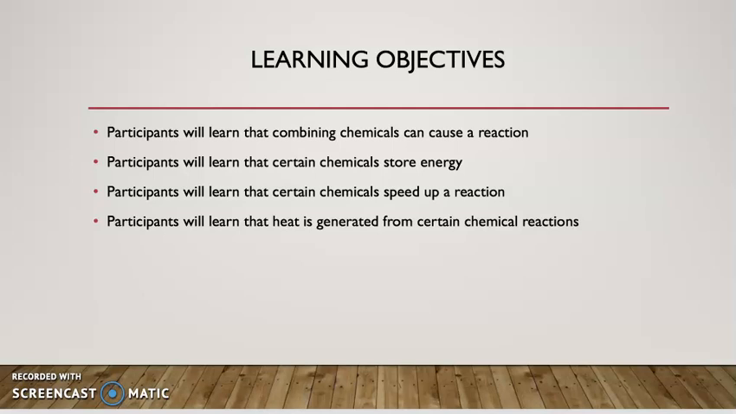The learning objectives for this activity are: the participant will learn that combining chemicals can cause a reaction. Participants will learn that certain chemicals store energy. Participants will also learn that certain chemicals speed up a reaction. And finally, participants will learn that heat is generated from certain chemical reactions.